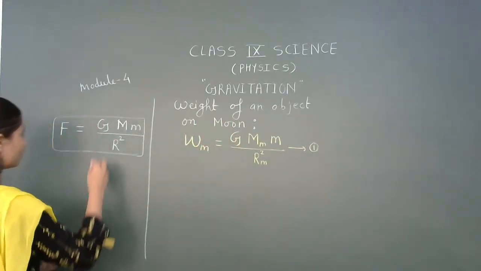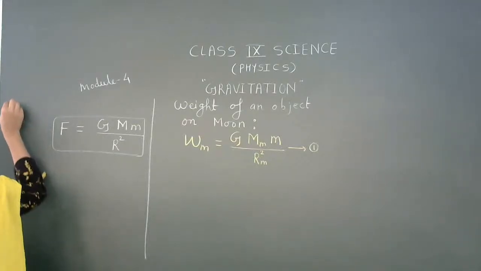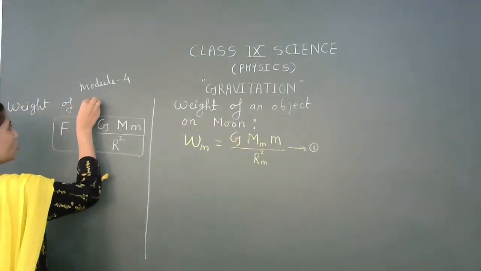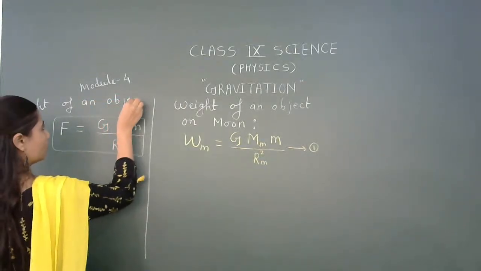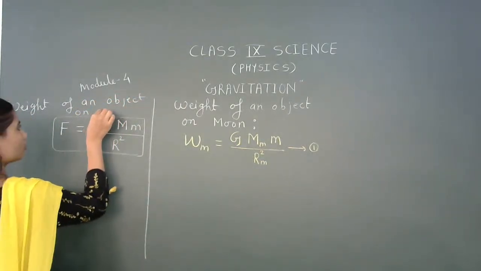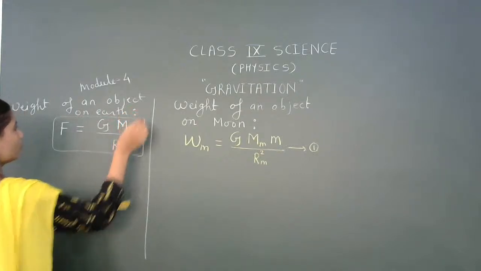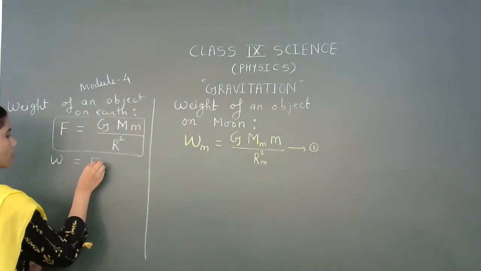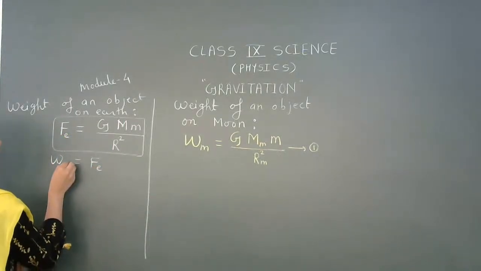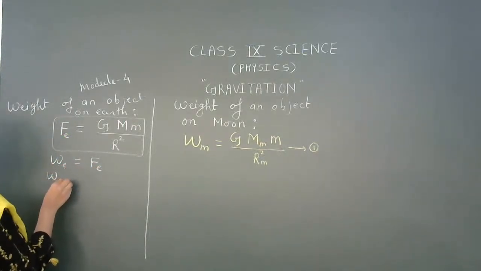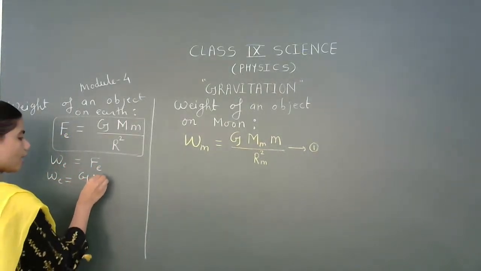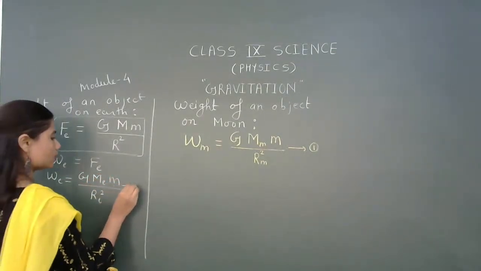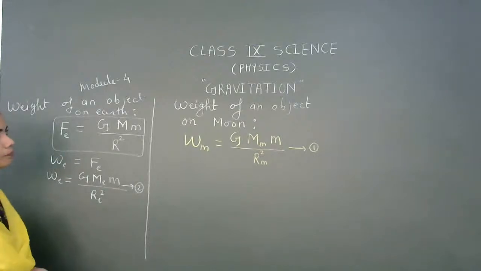Similarly, we can write the weight of an object on Earth. W is equivalent to force, so it is on Earth. So W_E will be equivalent to capital G M_E m upon R_E squared. This is our equation number 2.